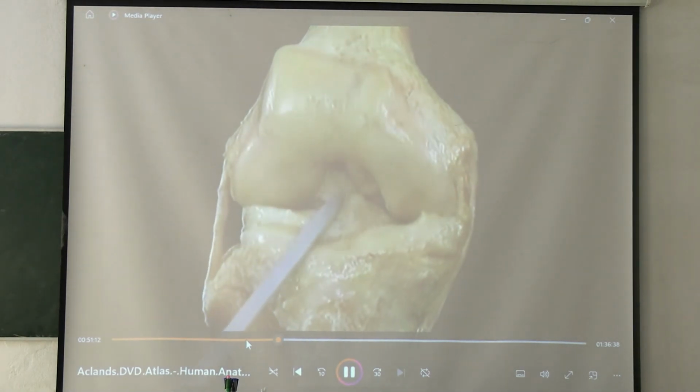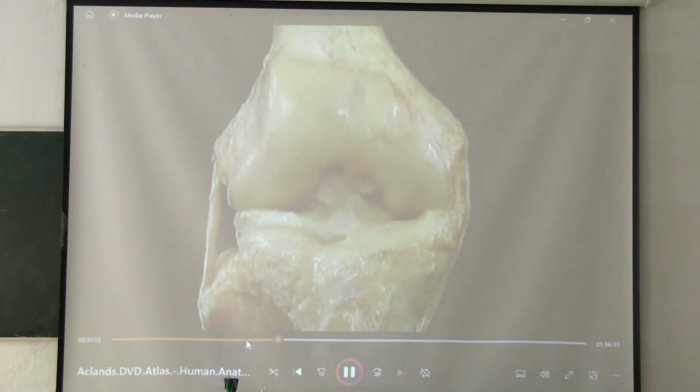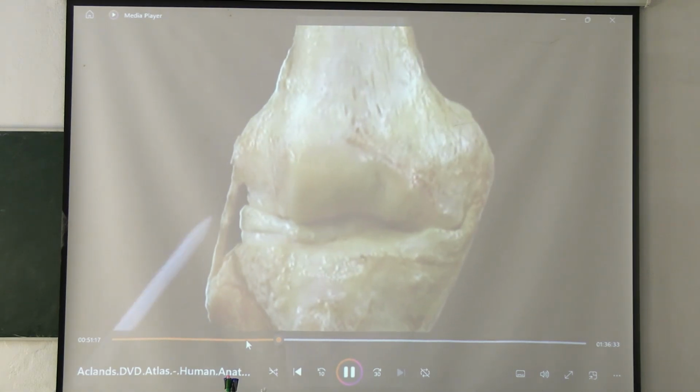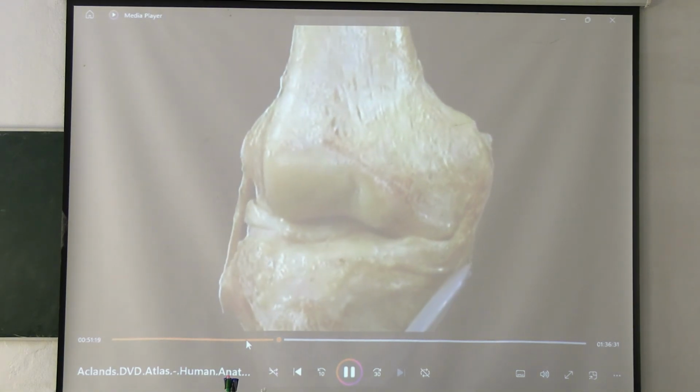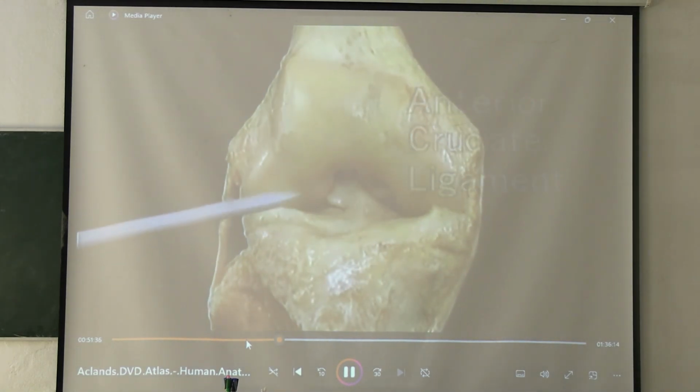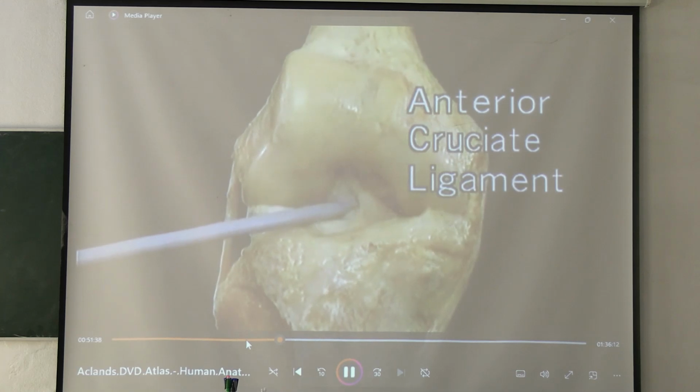Now let's look at the two pairs of ligaments, the two cruciate and the two collateral elements. We'll look at the cruciate first. They're the important structures which prevent forward and backward movement of the femur on the tibia. Their name comes from the fact that they cross, like this. Here's the anterior cruciate ligament, seen from the front.